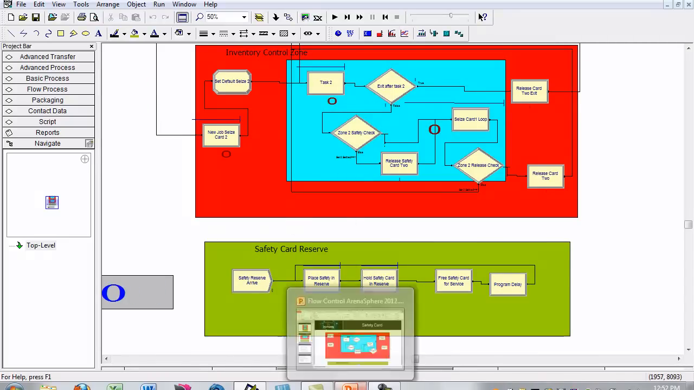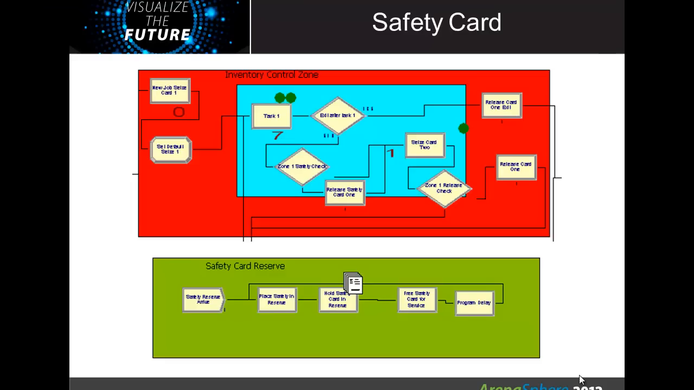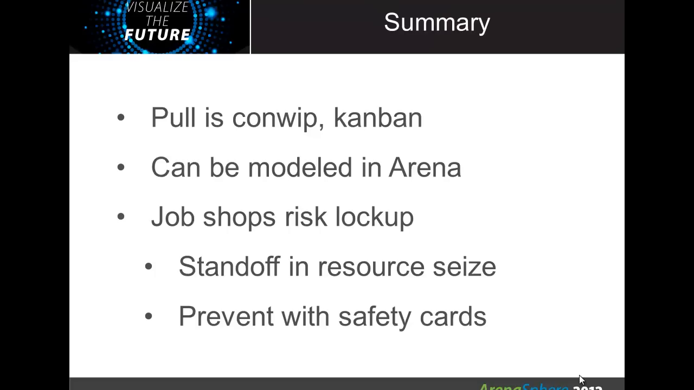So to review, I really appreciate your time and attention here. Pull is implemented using a Conwip or a Kanban system, which are common textbook methods for doing this. We can model these things in Arena. Some are easy, some require a lot of finesse. Job shop environment, make to order, random routings. You need to be careful about lockup.